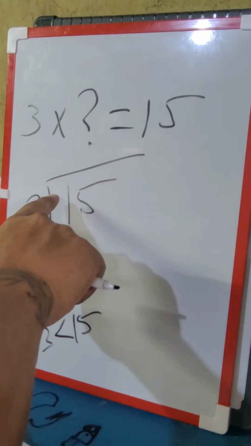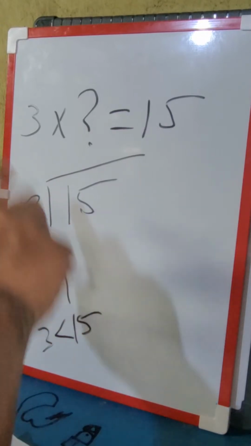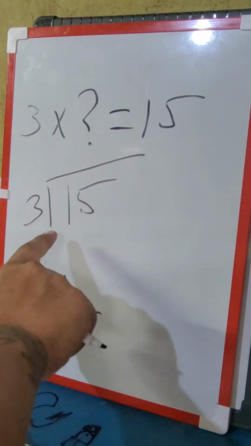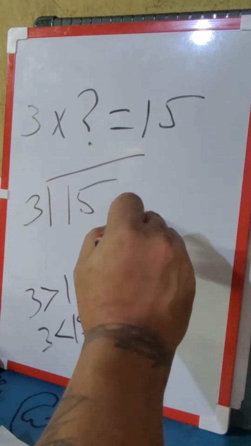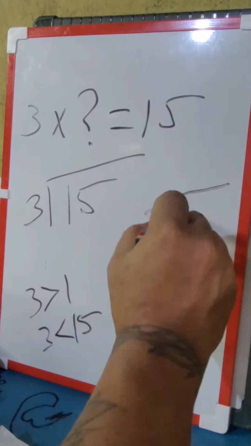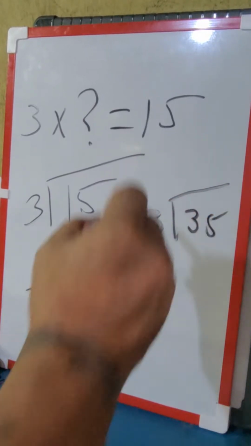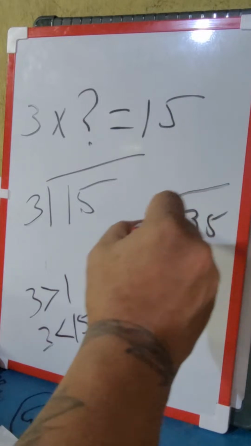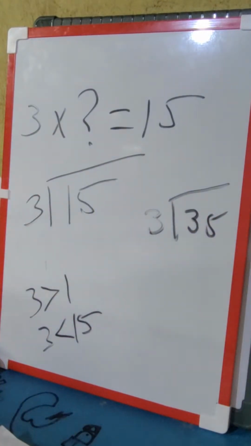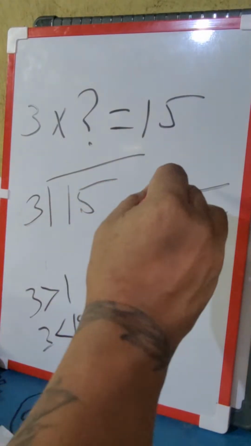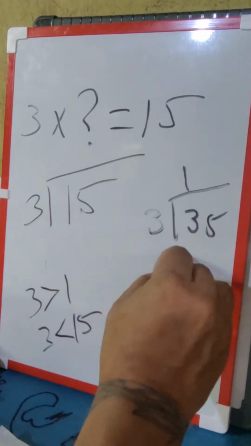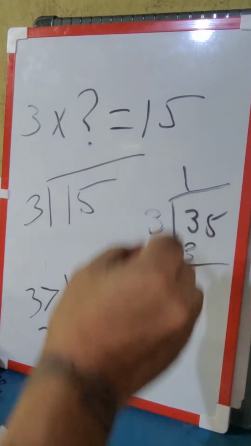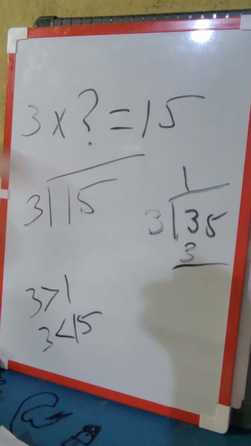But if it was like 35, then you would go here. Let's say it was 3 divided by 35, then you would go here. So 3 divided by 3 is how much? 3 divided by 3 is 1. There you go, 1. Why? Because 1 times 3 equals 3. Right? Like that. That's how you do that.